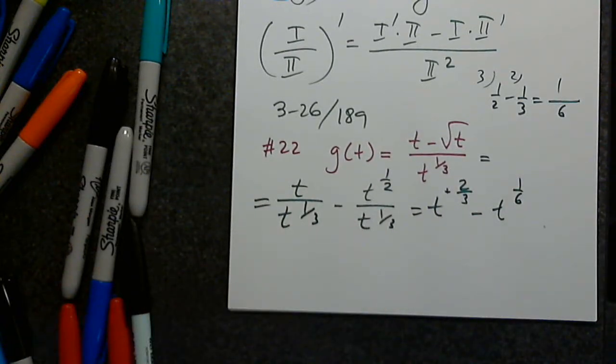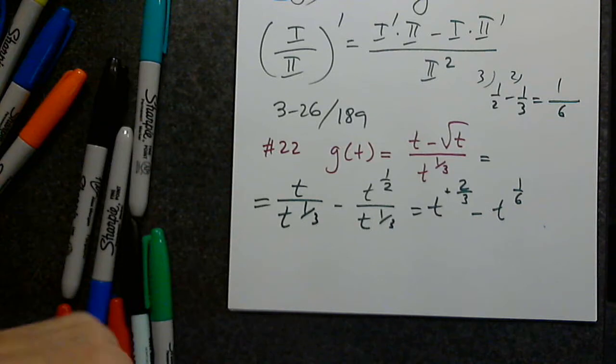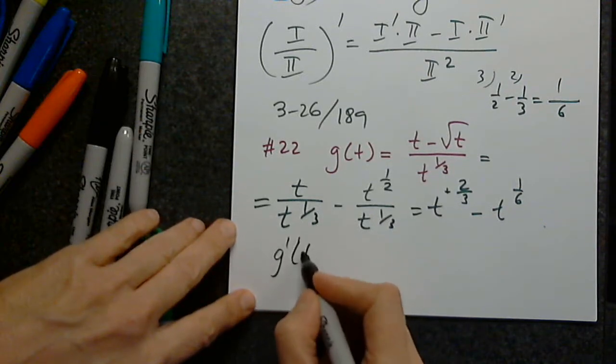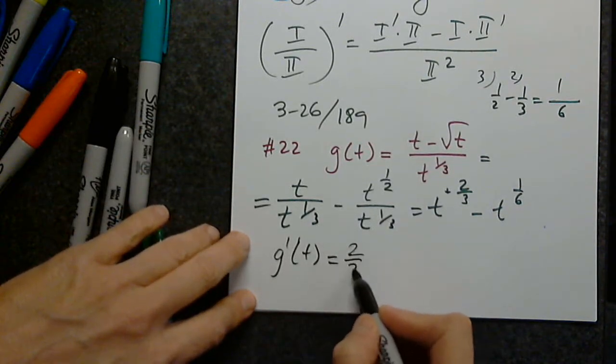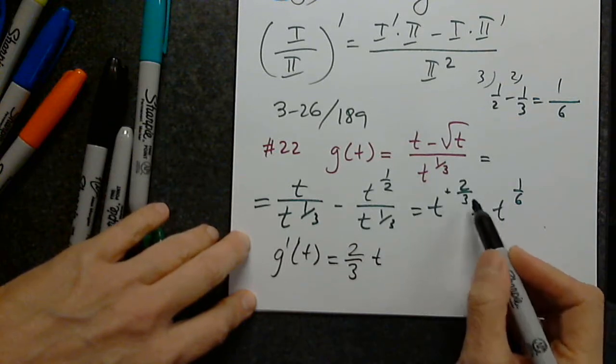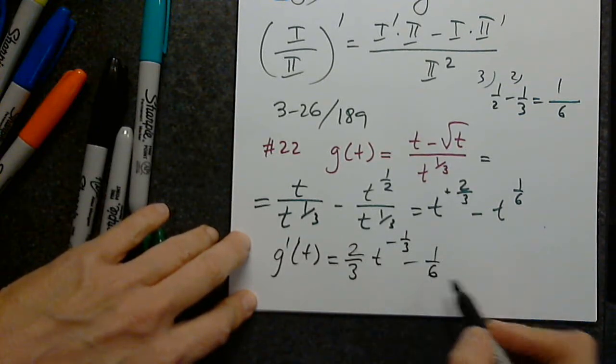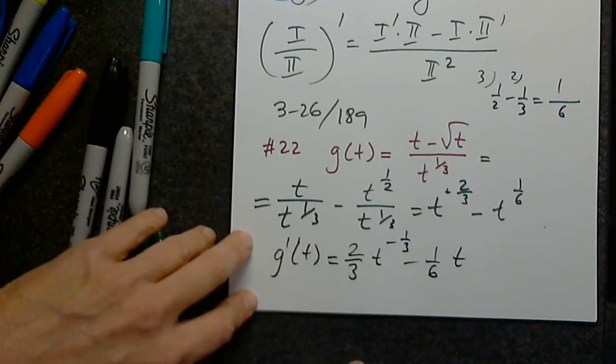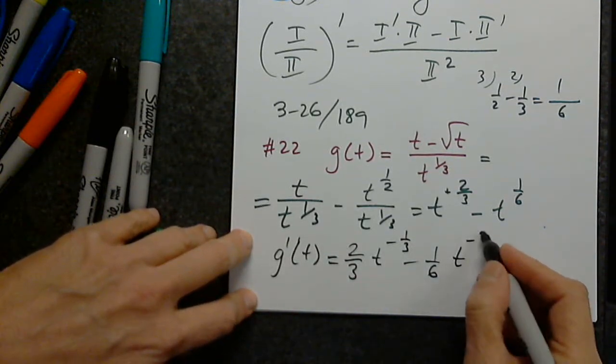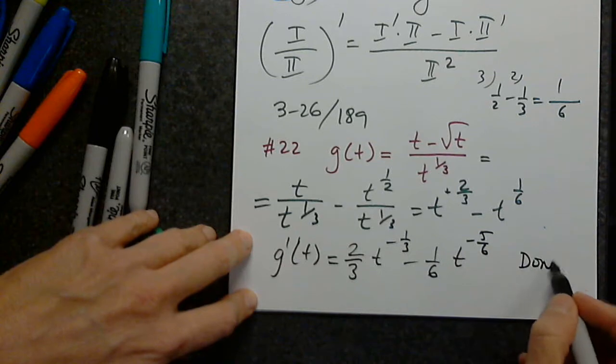This is what I want to differentiate. Not spend my time with differentiating the quotient, because it's going to be way more difficult. So then g prime of t equals 2/3 t to 2/3 minus 1, negative 1/3. Then I bring 1/6 in front, and t to 1/6 minus 1, is negative 5/6. And I'm done.